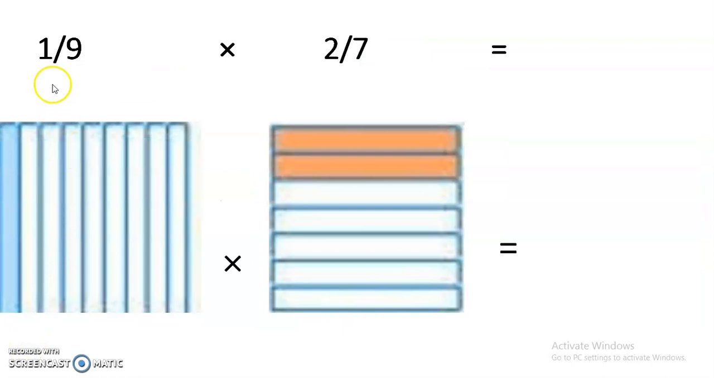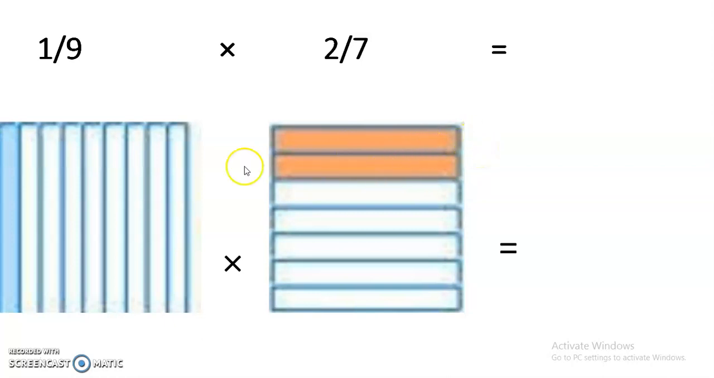Let's see another example here. 1 upon 9 multiplied by 2 upon 7. Now 1 upon 9 I have represented vertically, so I have got 9 parts and one part is shaded, one part out of total 9. And here I have got horizontal 7 parts. This unit is 2 upon 7, so 7 is the denominator. So 7 equal parts, out of which 2 parts are shaded. So when we coincide or overlap them on each other, how many parts are we going to get?